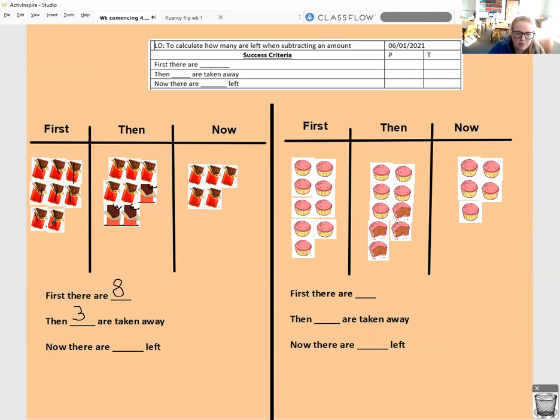3 were eaten and taken away. How many are left? Let's count. 1, 2, 3, 4, 5. 5 are left. I would like you to try this one on your own.